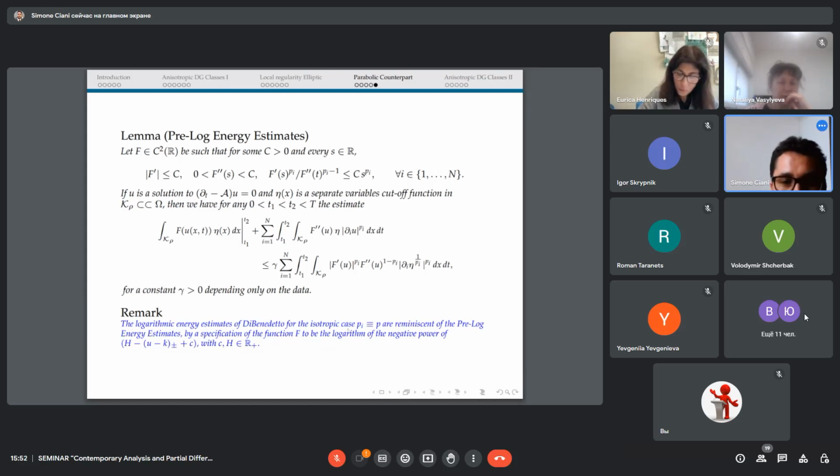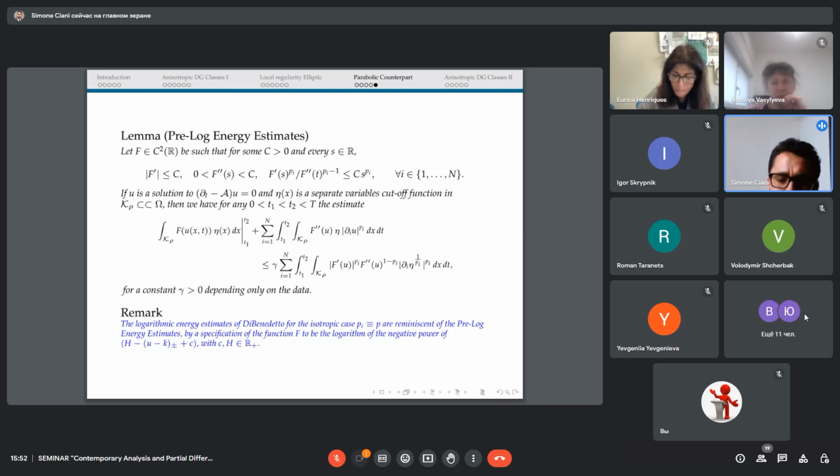In particular, in the case when the p_i are all equal to p and greater than 2, in the classical proof of DiBenedetto, as I told you before, he proved that if the functions are not necessarily solutions but belong to some energetic classes enhanced by Caccioppoli estimates and logarithmic energies, then the logarithmic energy estimates are reminiscent of these pre-log estimates here, by a specification of the function f, which is the logarithm of 1 over a quantity involving u and the L infinity norm of u.